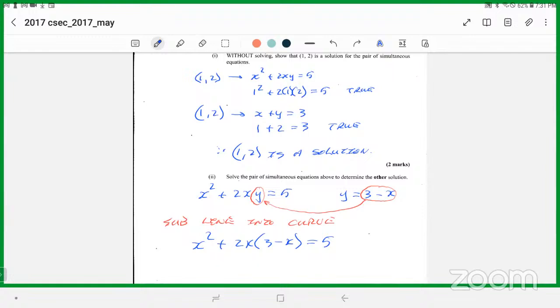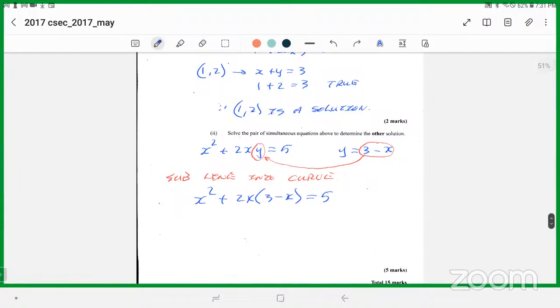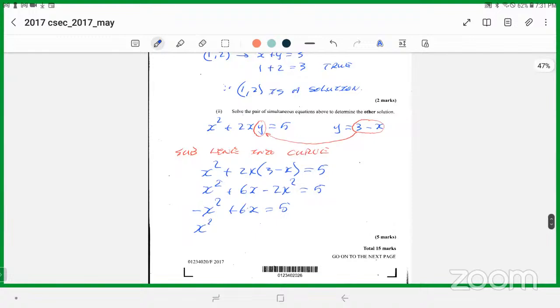You understand? And then we're solving this now. And it's a quadratic. So this expands out into x squared. So don't give a lot of space, guys. I keep telling you. x squared plus 6x minus 2x squared equals 5. Then this and this is minus x squared, plus 6x equals 5. I'm going to transpose everything over onto this side, make it positive. So I'm going to get x squared minus 6x plus 5 equals 0.